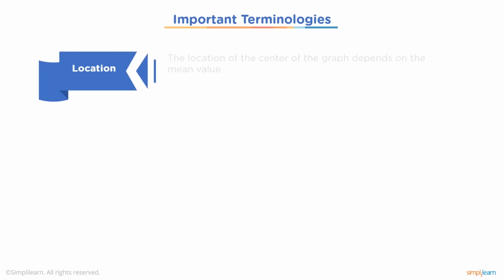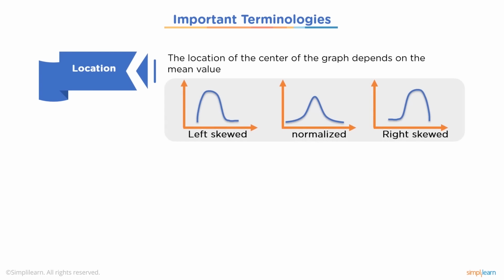Continuing in our important terminology, location. The location of the center of the graph depends on the mean value. And this is some very important stuff. So much of the data we look at, and when you start looking at probabilities, almost always has a normalized look, like the graph in the middle.